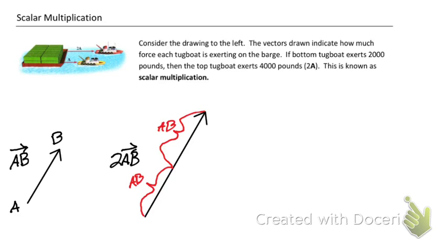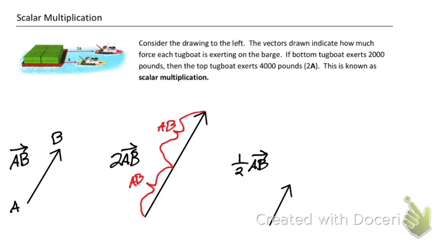Half works the exact same way. You should have a vector that's half as long as AB. So we could have half AB, which will draw one about half the size of AB. Sure, that works. So that's half the size of AB.